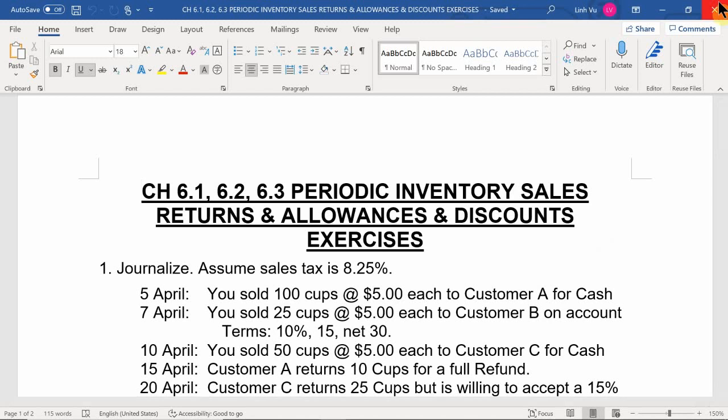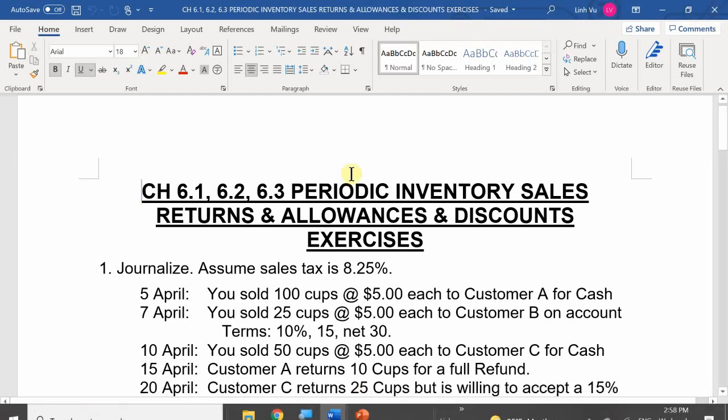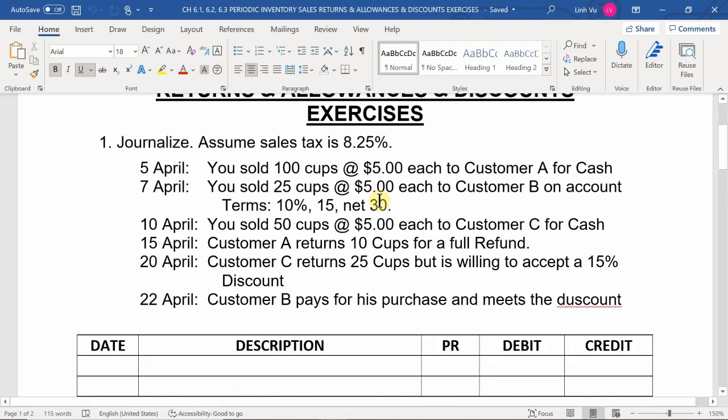Okay, so here we are, 6.1, 6.2, 6.3, periodic inventory sales. We're going to do sales, sales returns, and we're also going to do some discounts. So let's take a look. Number 1 says, journalize and assume that sales tax is 8.25%.